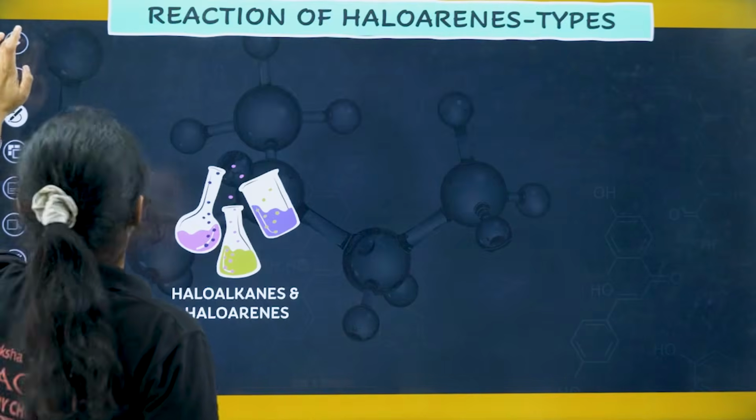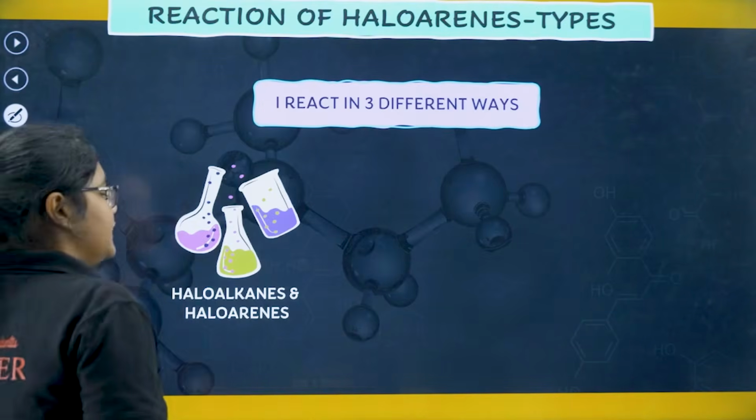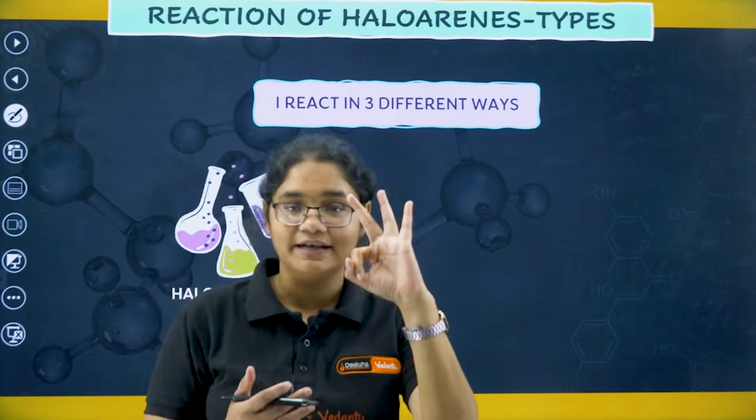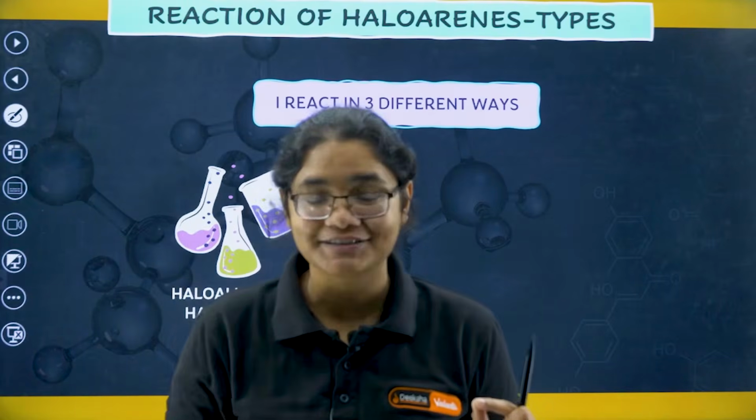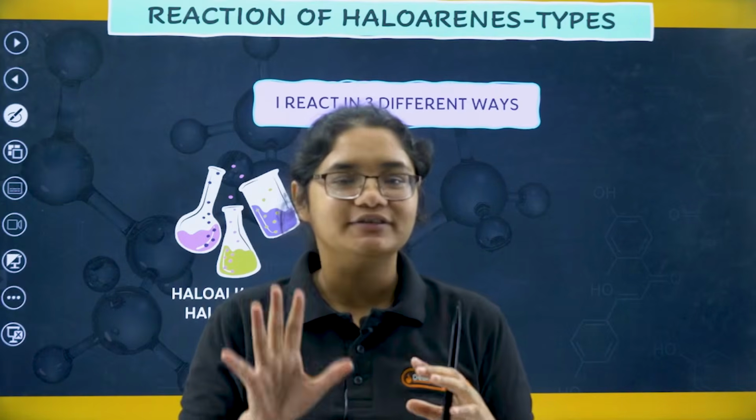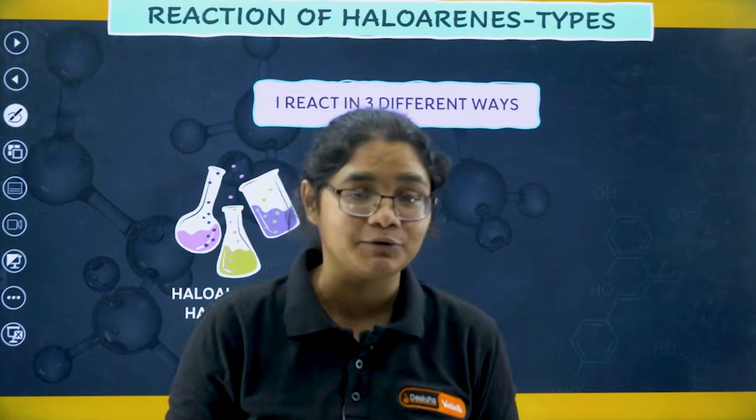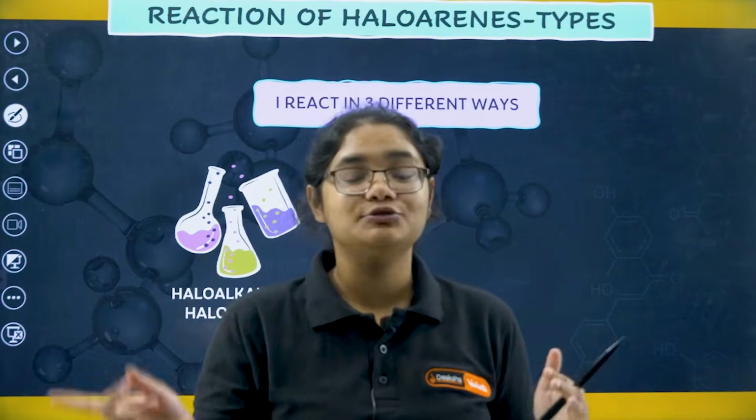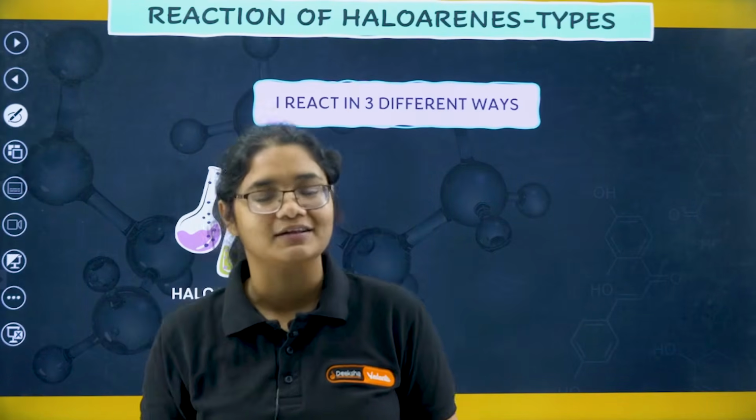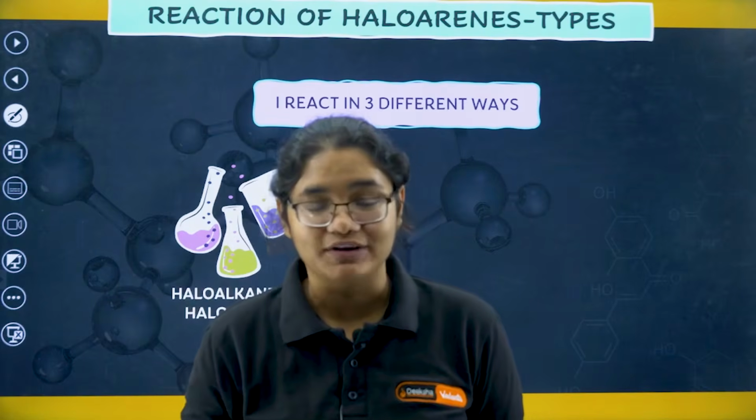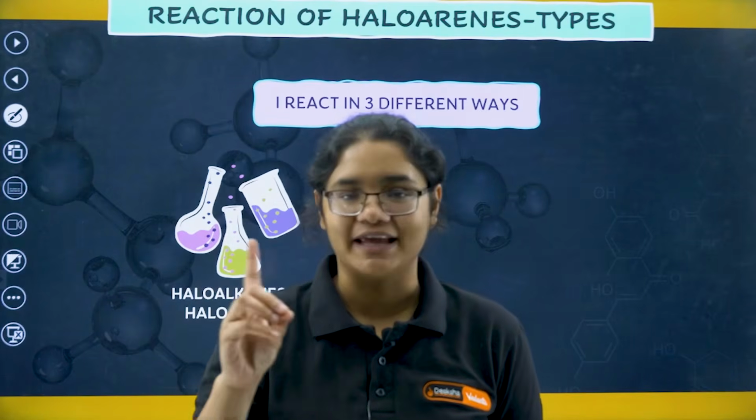Okay, so as we have seen in case of haloalkanes, there were 3 types of reactions. So quickly comment down what were the 3 reactions of haloalkanes. The questions that I am asking in between are to test how much you have remembered from the previous class. You can just refer to your notes also, and answer what were the 3 types of reactions of haloalkanes we have studied.